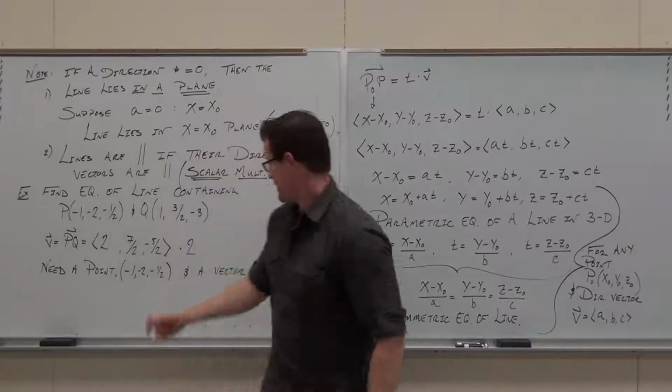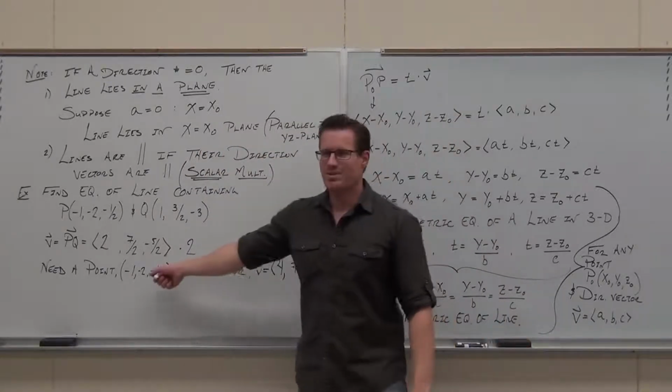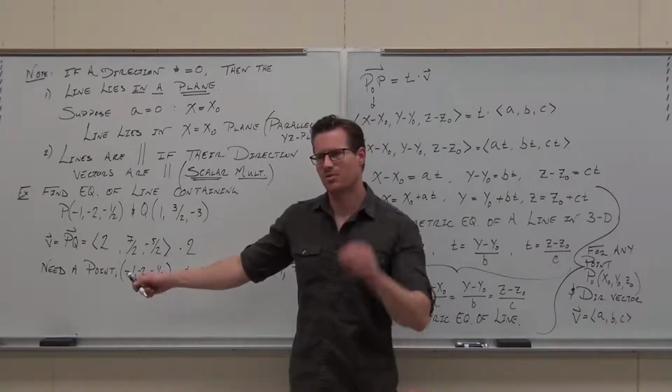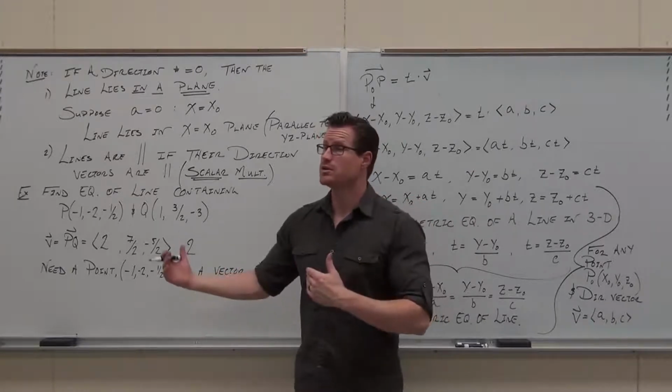Now, what's easier? That's easier. That's a lot easier. How about this one? Can I do that to the point? No, because the point is the actual spot in space. Okay, unfortunately, you can't do that. But you can do this with the vector.